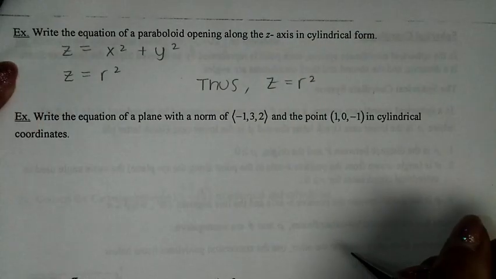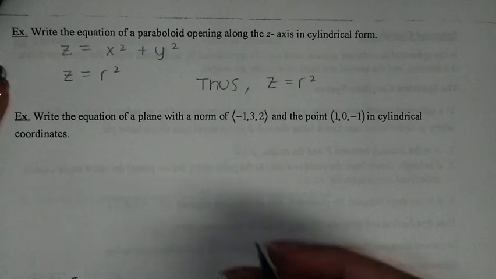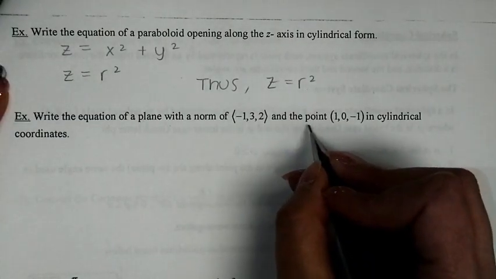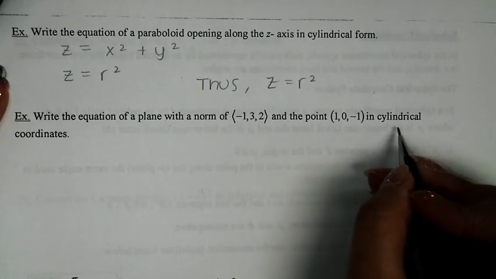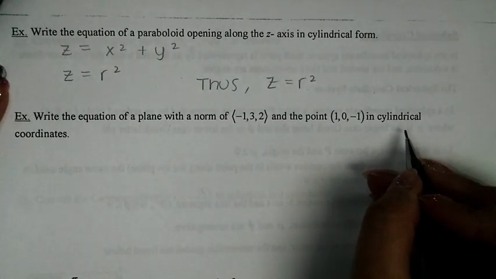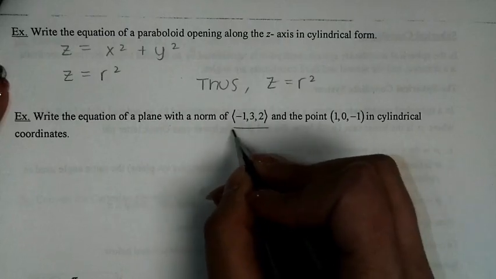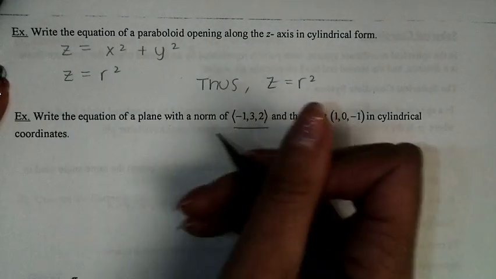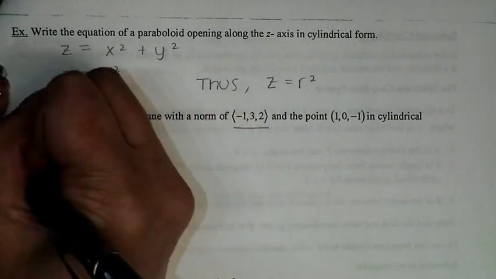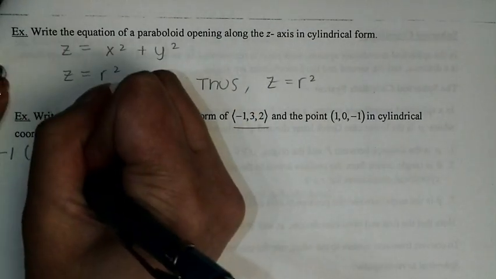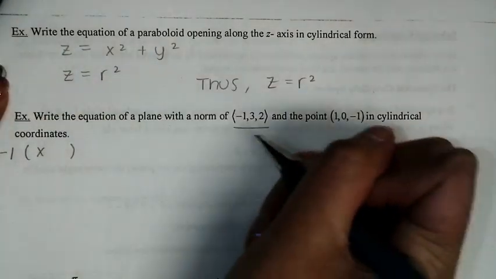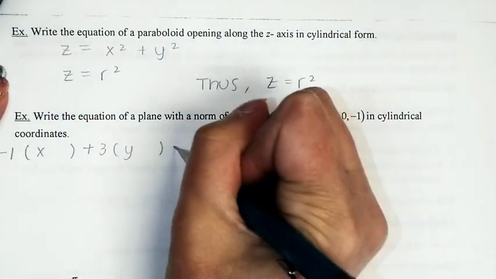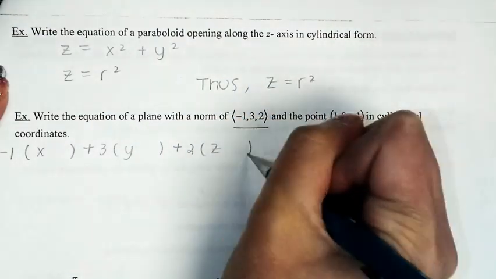Okay, and that's it. So, for this example, they tell you to write the equation of a plane with normal (-1, 3, 2) at the point (1, 0, -1) in cylindrical coordinates. So, what are you going to do here? Well, this is going to be the normal, so technically speaking, this is A, B, C, and then you have a point. So, what's the plane that we have? The plane is going to be -1(x minus something) plus 3(y minus something) plus 2(z minus something) equals 0.